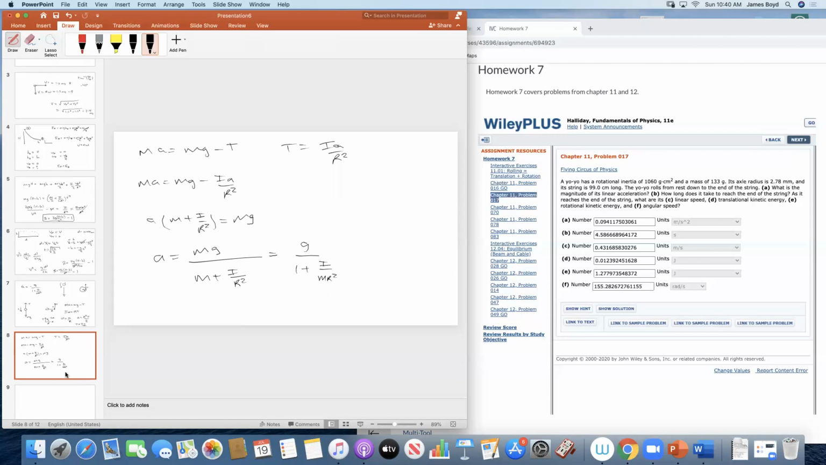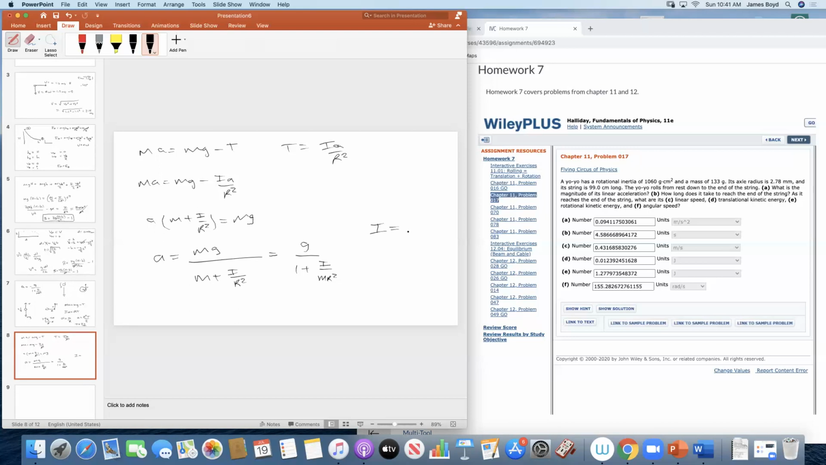I chose it to be down. Your book chooses up to be positive. So for me, this is a positive rotation or a positive acceleration down. It's a negative acceleration for your book. I don't like that. I like the acceleration in the direction of motion.